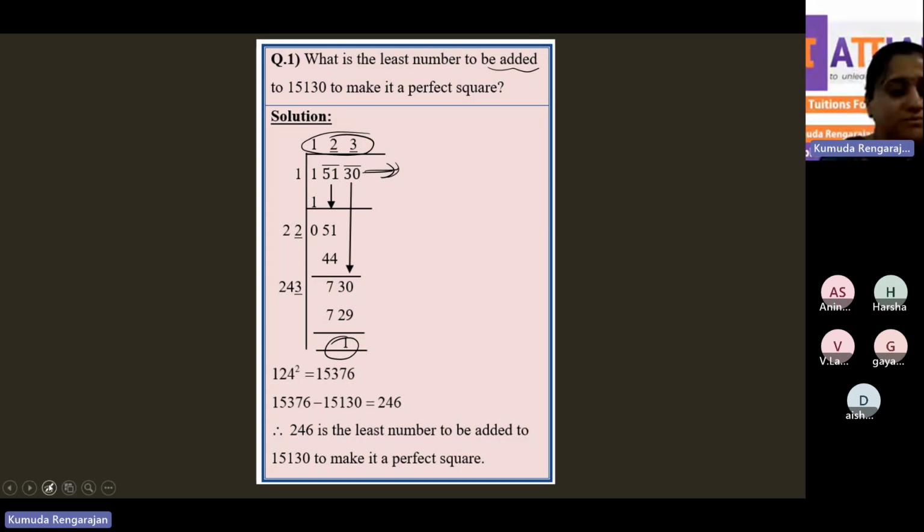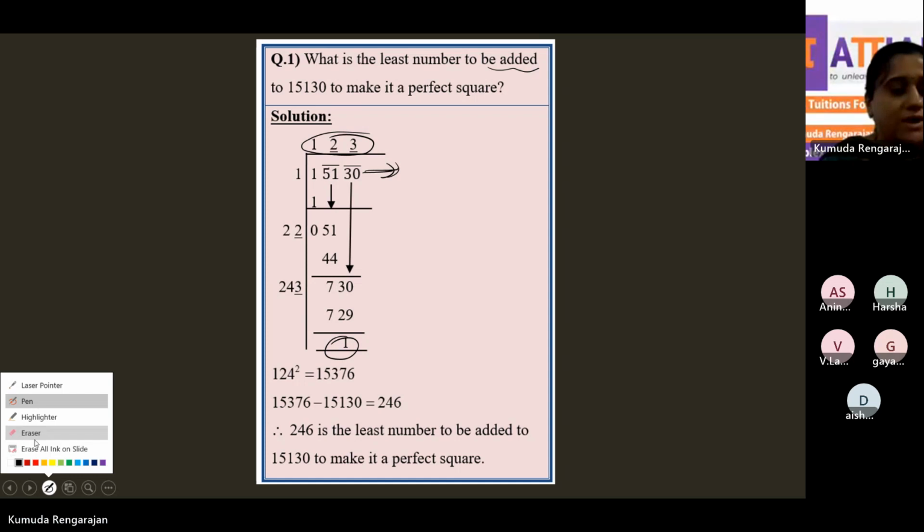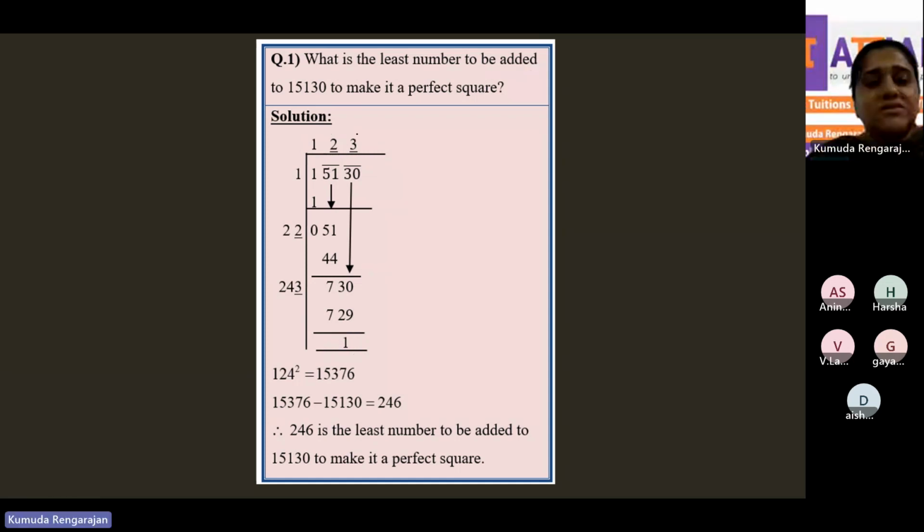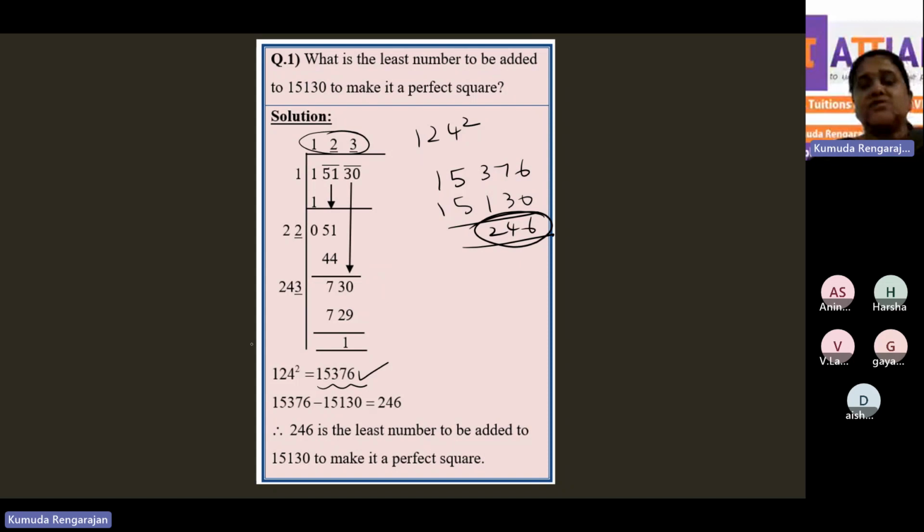So what you do, take the successor of the quotient. What is the successor of the quotient? 124. Find the square of 124. That is 124 squared, which is 15,376. And now find the difference between 124 squared and the number given to us. The difference is 246. And now 246 is the smallest number to be added to make it a perfect square.